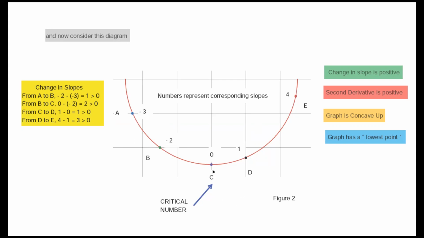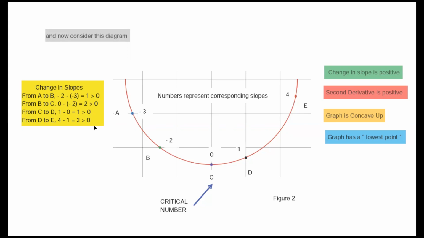Now, this indeed is a critical number because the slope of the tangent line here is 0. So by definition, this C is the critical number. Now, what's the change in slope as you go left to right? Well, it's -2 minus a -3, which is -2 plus 3, which is 1. We don't care that it's 1, but it's positive. 0 minus a -2 is 0 plus 2, which is 2, positive. 1 minus 0 is 1, positive. 4 minus 1 is 3, positive.